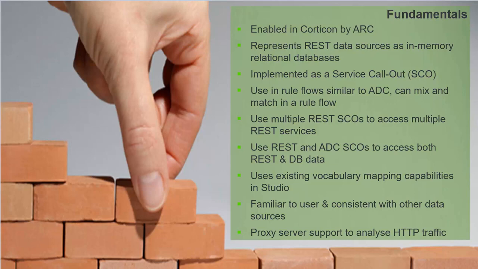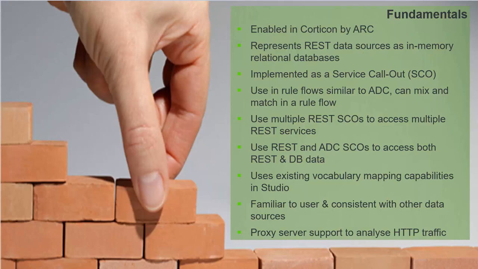So the use of REST in Corticon is actually very much the same as ADC, right? It's going to be part of the rule flow, a component in the rule flow that you configure for REST data access. It also allows you to tap into multiple REST data sources in one single decision flow. So if you want to reach out for a currency lookup or a credit bureau lookup at the same time, all in the same flow, it's all going to be possible. You can mix and match.